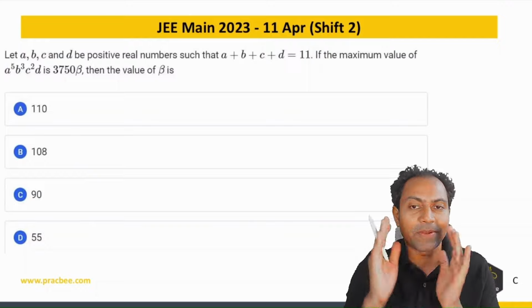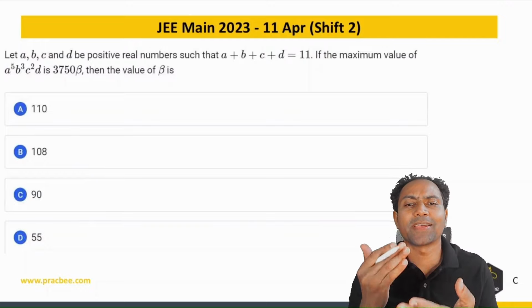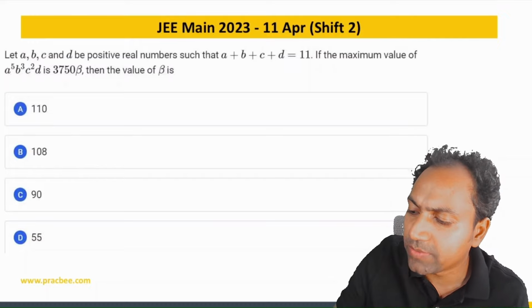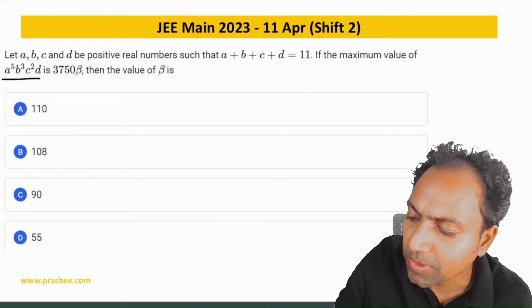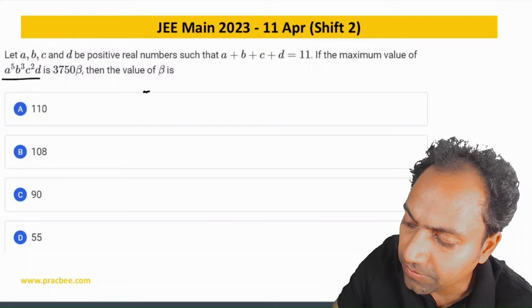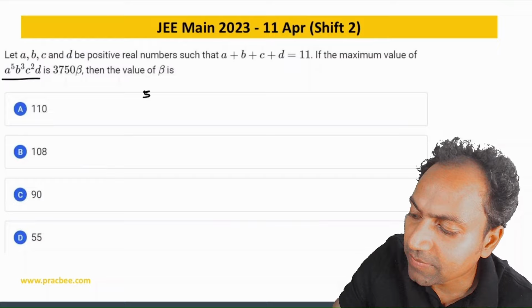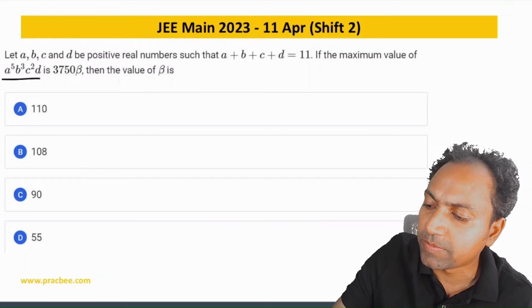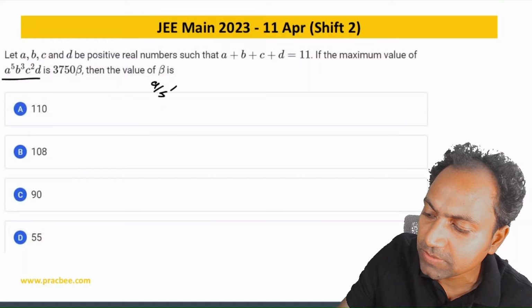So the first way of applying this idea is something like a weighted mean kind of a situation. Like in this question, if you look into it, what they're asking is a raised to the power 5 b cube c square d. So what we are saying is if I take 5 a by 5 terms, a we are splitting into 5 different parts, so a by 5 we are taking 5 times.